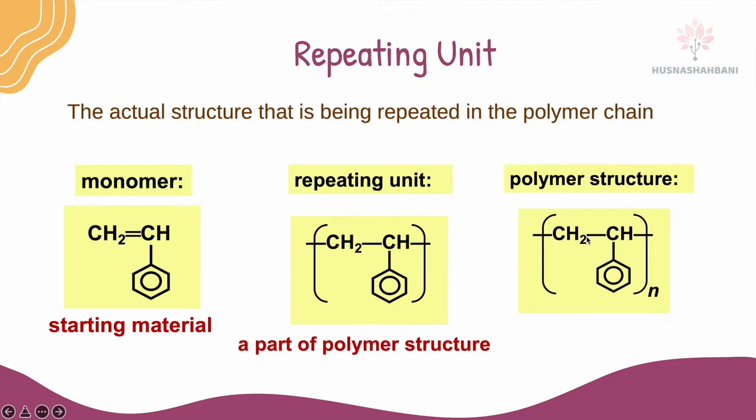So what is the difference between repeating unit and polymer structure? In polymer structure, you write down the number n, meaning this is the structure of the polymer. A repeating unit is only one part of the polymer. Polymer structure is one part, but with n. So you are showing this is the polymer structure. Without the n, it is a repeating unit; with n, it is a polymer.